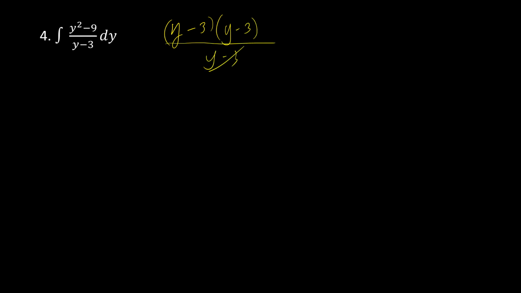Let us take on some more examples. The integral of y squared minus 9 all over y minus 3 dy. Do not be tempted to factor this as y minus 3 times y minus 3 over y minus 3 and cancelling y minus 3. This is a common mistake of some students. Now, the correct factors of y squared minus 9 are y minus 3 and y plus 3.